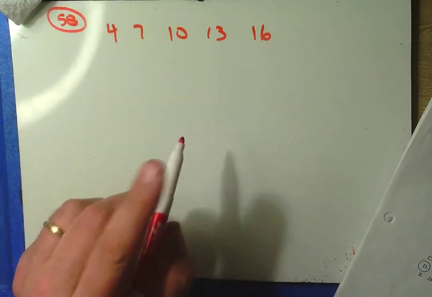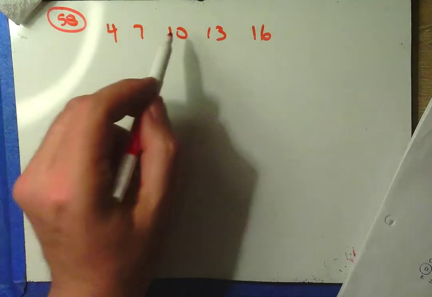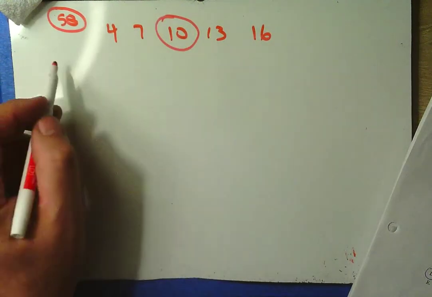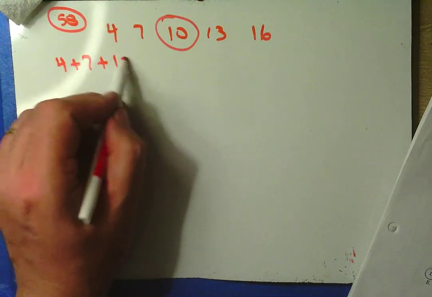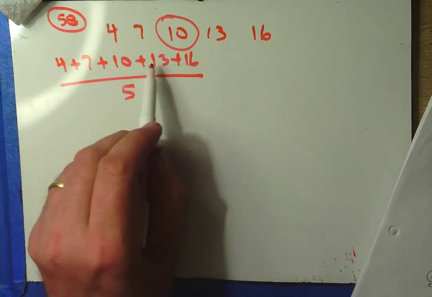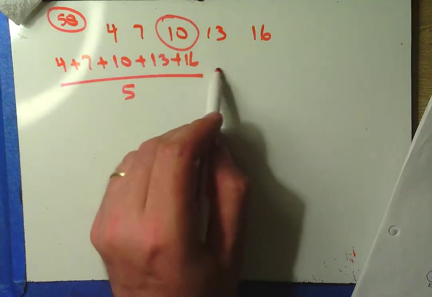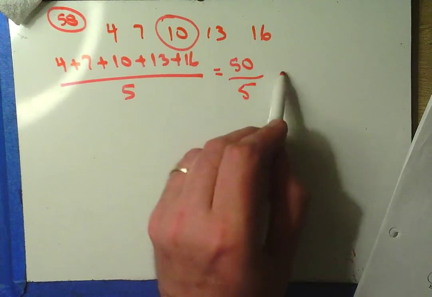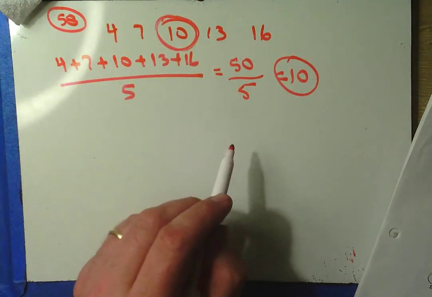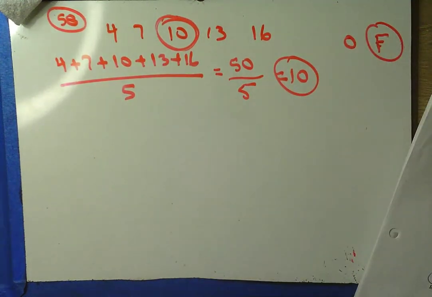Now it says the difference between the mean and the median of the 5 terms. Well, let's see what the mean is and what the median is. The median is the number in the middle when we put them in order. Good. What about the mean? For the mean, I have to add these all up and divide by the 5 numbers. So I've got 10, 20, 30, 40, 50 over 5, which is 10. So what's the difference between the mean and the median? 0. 0 is the difference, which is why F is my answer to number 58.